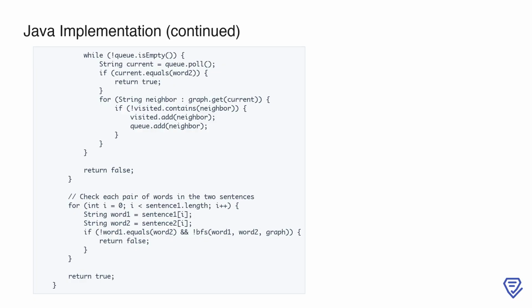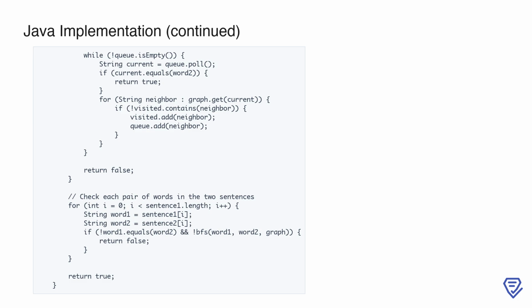We start by checking if the first word even exists in the graph. If it doesn't, we return false immediately. Otherwise, we initialize a queue for the BFS traversal and a set to track visited nodes. The first word is added to both the queue and the visited set.